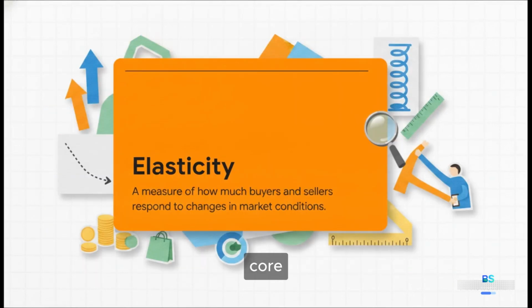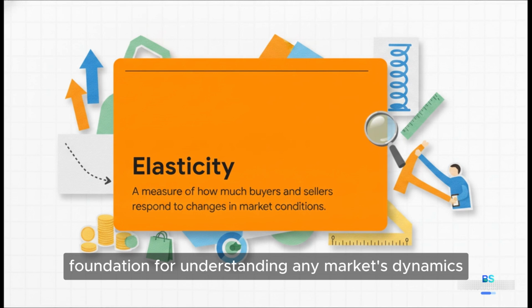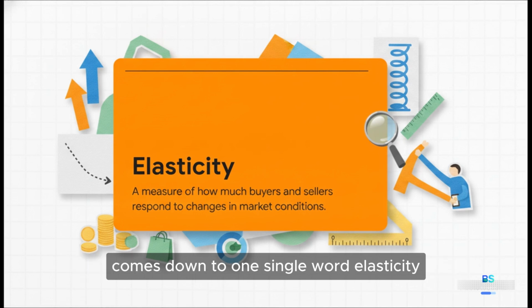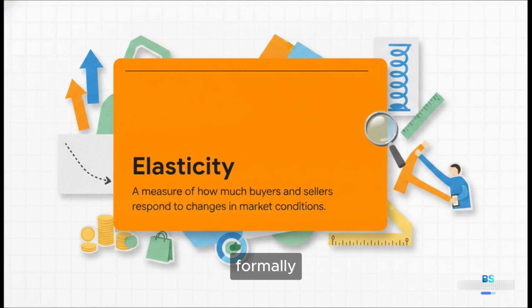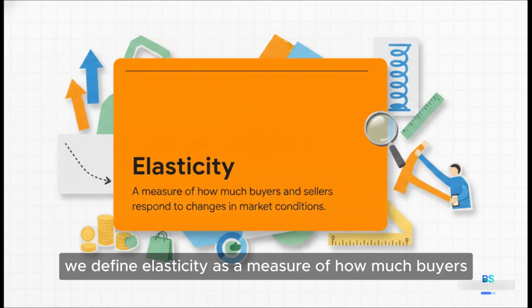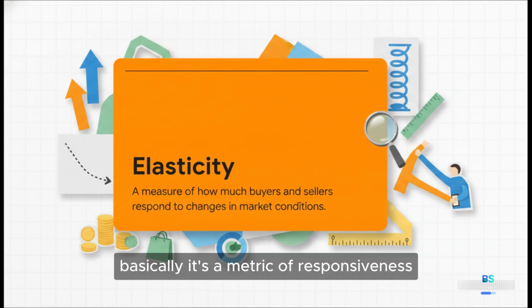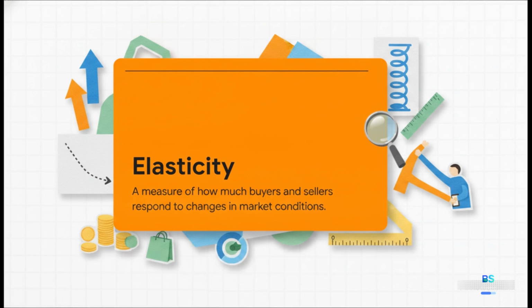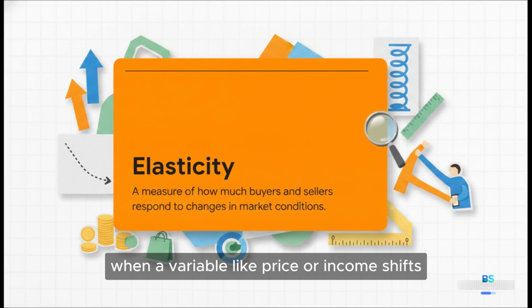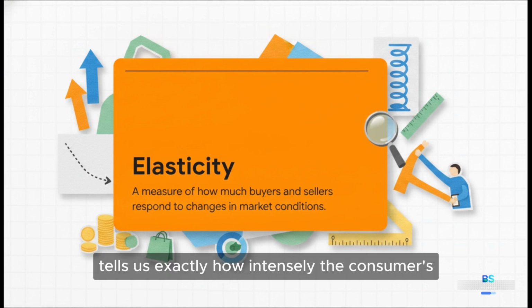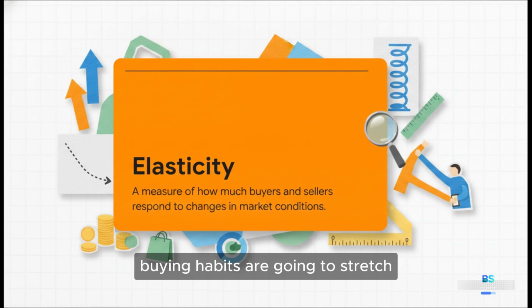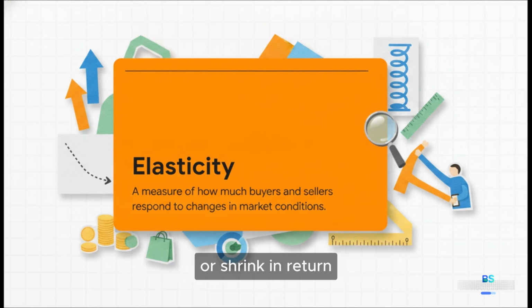The absolute core foundation for understanding any market's dynamics comes down to one single word: elasticity. Formally, we define elasticity as a measure of how much buyers and sellers respond to changes in market conditions. Basically, it's a metric of responsiveness. When a variable like price or income shifts, elasticity tells us exactly how intensely the consumer's buying habits are going to stretch or shrink in return.